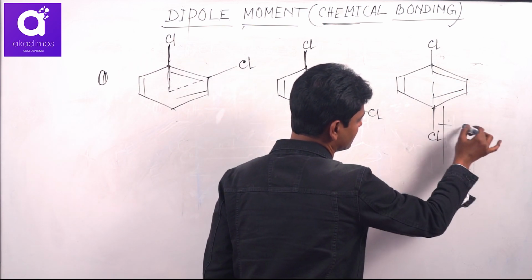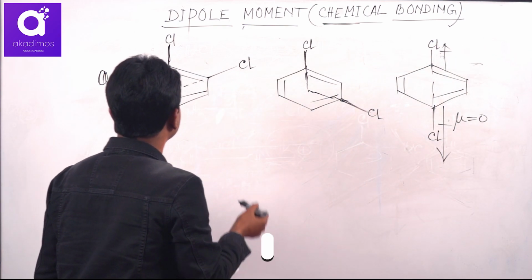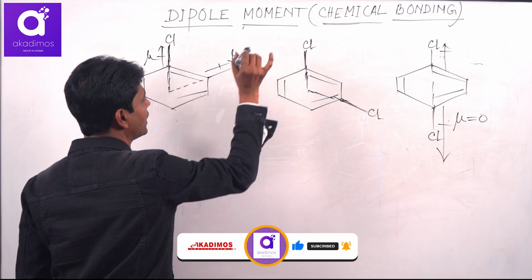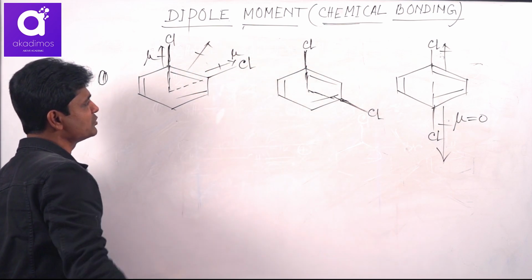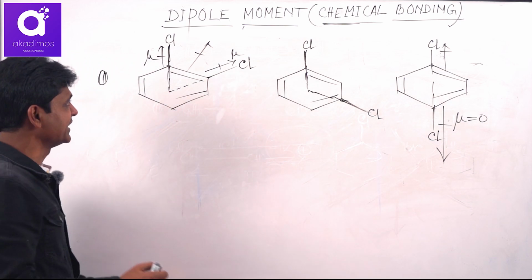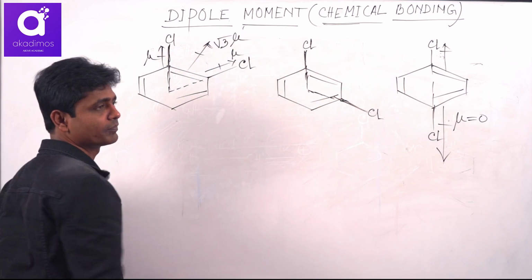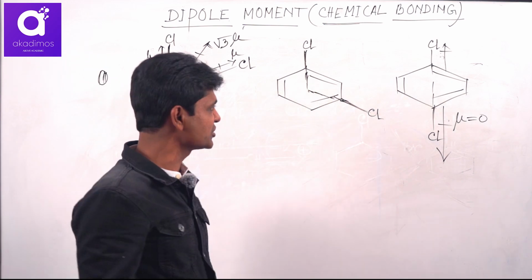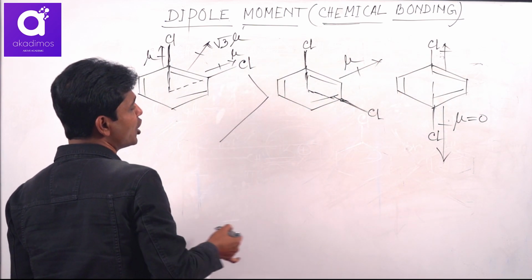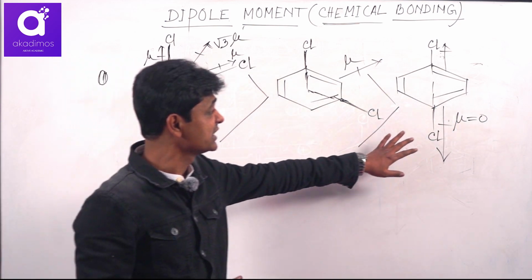Very simple thought. Being opposite, its dipole moment, you will get 0 for para. If I consider the C-Cl bond moment is mu, this is mu, and take the vector, root under mu square plus mu square plus 2 mu into mu cos 60 degree, the resultant vector will operate along this direction, its value is root 3 mu. Take 120 degree, cos 120 is minus, you will get resultant vector along this direction mu. That means the dipole moment of ortho is greater than meta, greater than para, which you will get as 0 since both are similar.